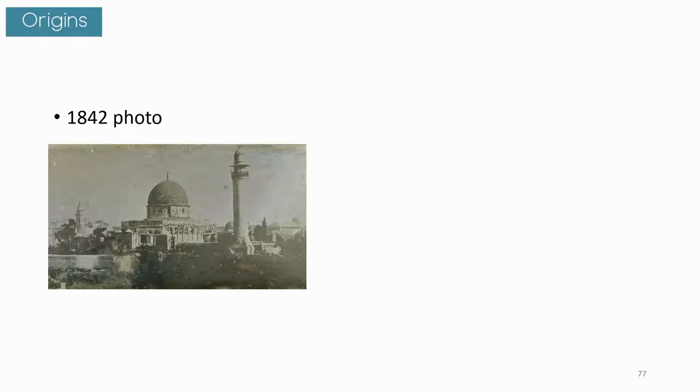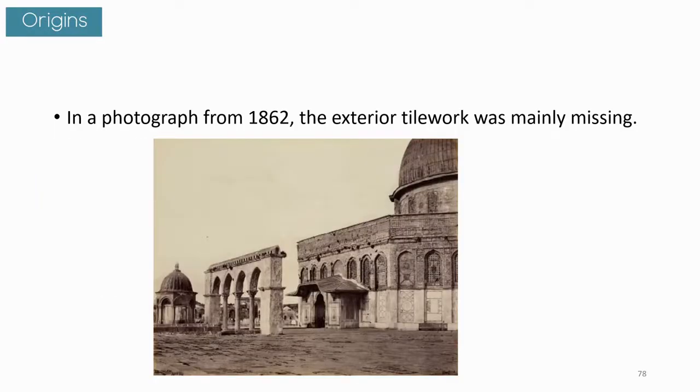We have this 1842 photo. Again, we can see it pretty much as it is today. Here's a photograph from 1862. Now, just bear in mind that only 30 years before, they had already put tile work on the outside. Already, we see there's exterior tile work that is mainly missing. So I don't know how it's in such a shabby state only 30 years later. That seems to be a bit of a mystery.